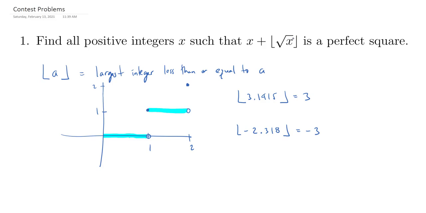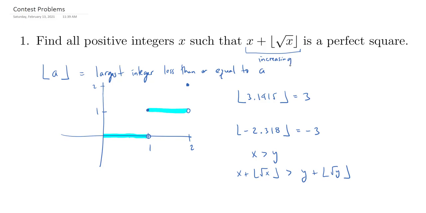One thing you quickly see here is that as x grows, the floor function is going to grow with it. Maybe not very quickly, but it will eventually grow. Obviously, if x is greater than y, then x plus the floor of root x is going to be greater than y plus the floor of root y, which tells you that this function is an increasing function.